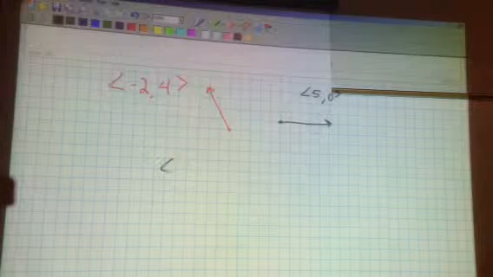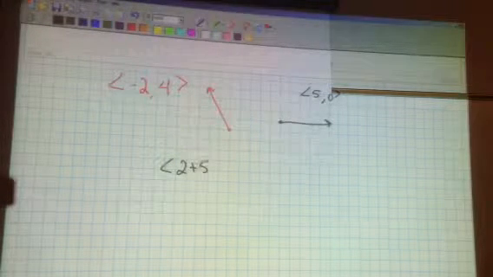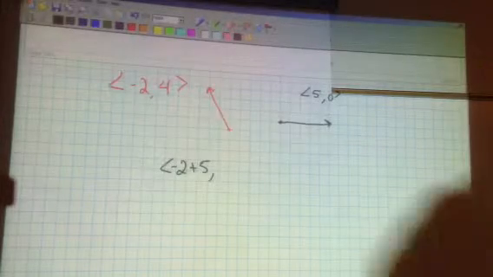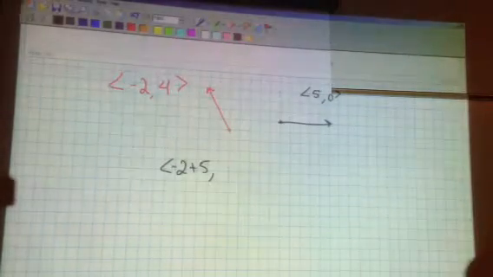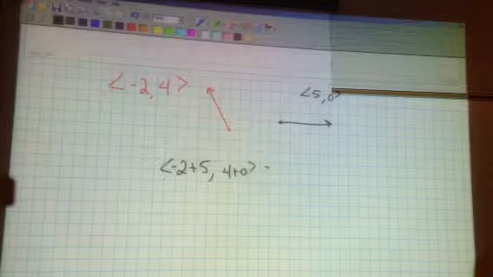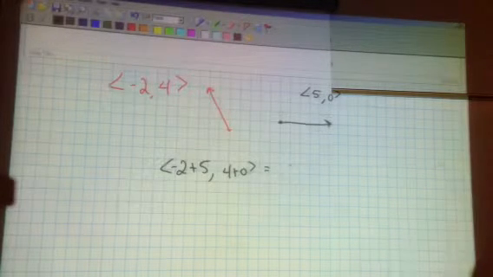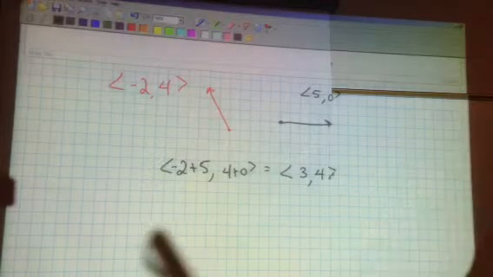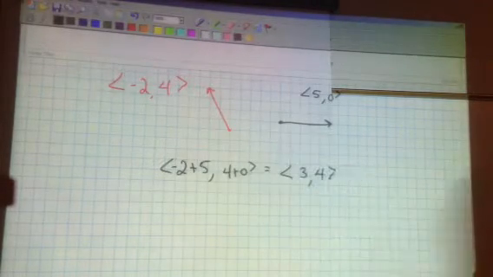If I'm adding them together, all I have to do is add the x parts together. So the -2 plus the 5. And then the y value, so 4 plus 0. So I'm going to get the component 3, 4 as my new vector. And that would be the sum if I were to add these two vectors together.